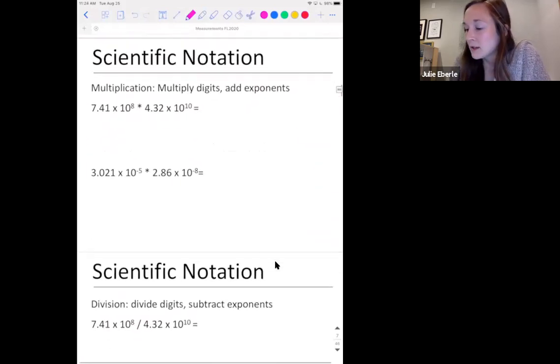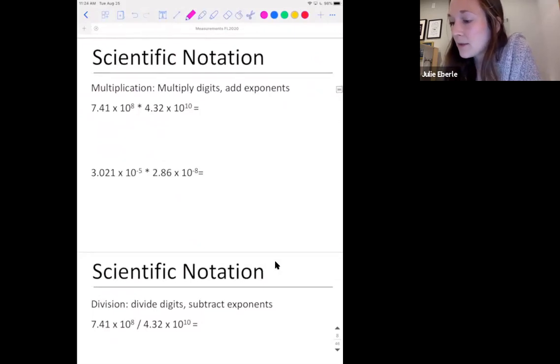Okay. So multiplication. This is a little more simple. You just multiply the digits and you add the exponents. You don't have to mess with moving decimals, okay? It's a little easier. So you just throw it in your calculator. In fact, I'm going to let y'all type it into the chat.